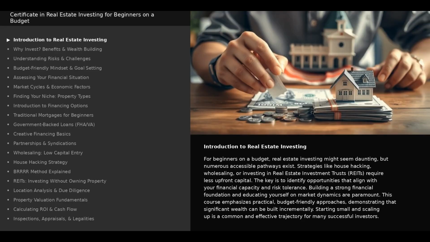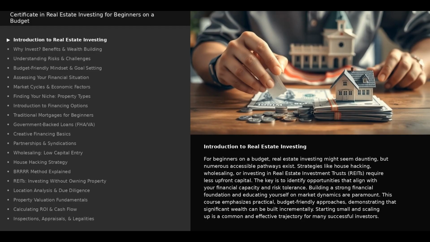For beginners on a budget, real estate investing might seem daunting, but numerous accessible pathways exist. Strategies like house hacking, wholesaling, or investing in real estate investment trusts, REITs, require less upfront capital. The key is to identify opportunities that align with your financial capacity and risk tolerance.